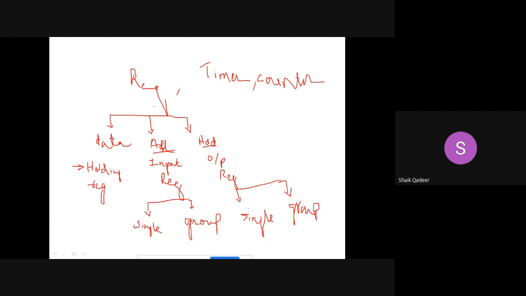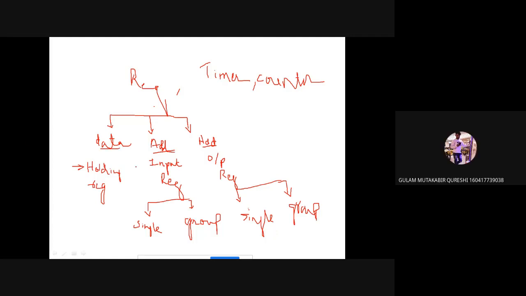Yes, no? Yes, sir. Okay? So this question may come for 2 marks or sometimes 5 marks. What is the purpose of register in PLC and classification of register in PLC? If you understand this much and write it, you will get marks. Did you understand or not?